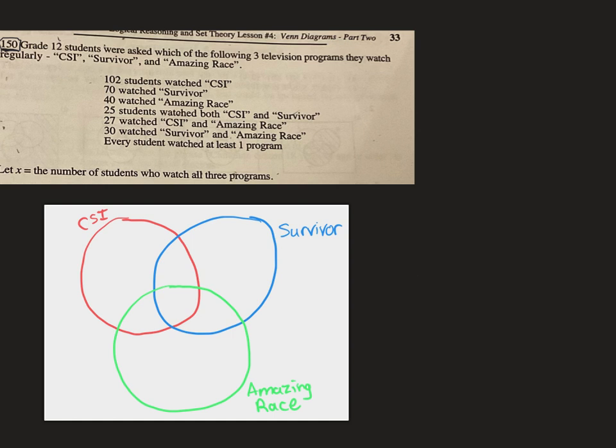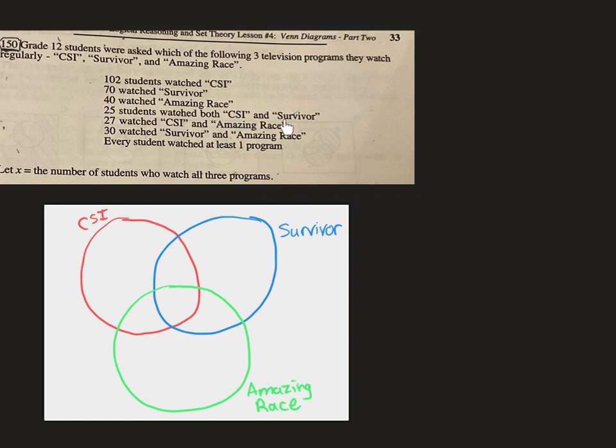102 students watch CSI, which means everything in the red circle here that I drew would add up to 102. 70 watch Survivor, so everything in the blue circle would add up to 70. Can't really put those on the Venn diagram yet because there are 4 regions in each of the circles. Okay, and then let's jump down to the both part. Every student watched at least one.